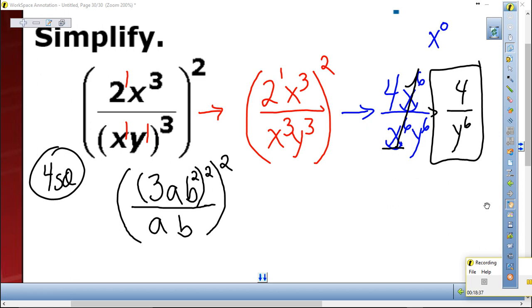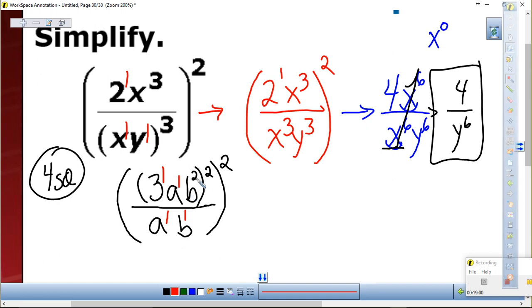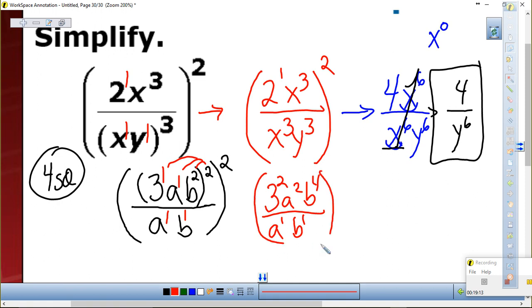Okay, should be just about done. Okay, I'm going to go through the process on this one just to make sure that everybody got it correct. Here we go. Put a 1 on everything that does not have an exponent. Do we have any parentheses inside? Yes, get rid of those. So we distribute this. We get 3 to the second, a to the second, b to the fourth, over a to the first, b to the first, and all that to the second power.